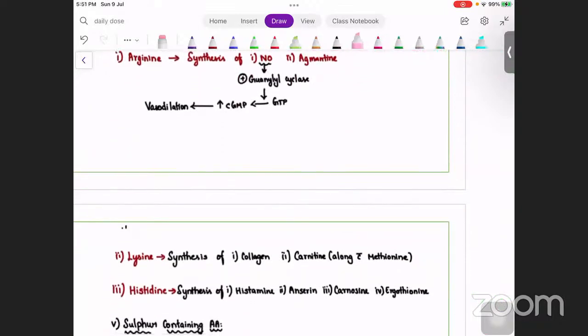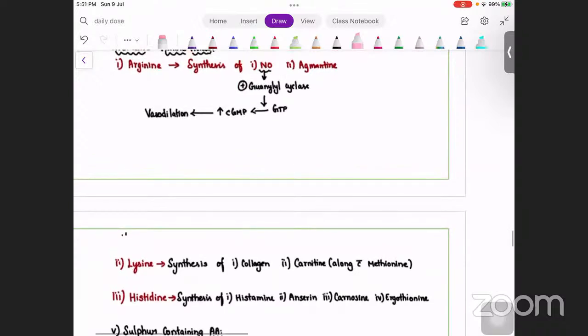Apart from that, you have arginine, lysine, and histidine. Arginine is responsible for the synthesis of nitric oxide by stimulation of guanylate cyclase, activation of GTP, and produces vasodilation. Very, very important MCQ.